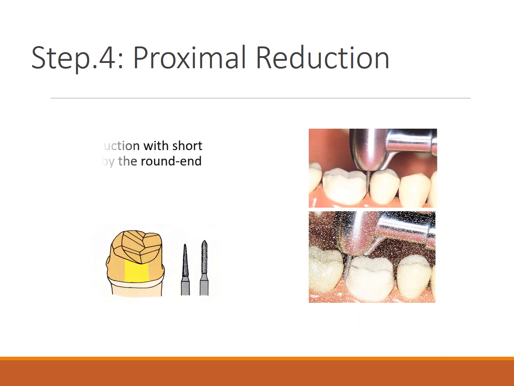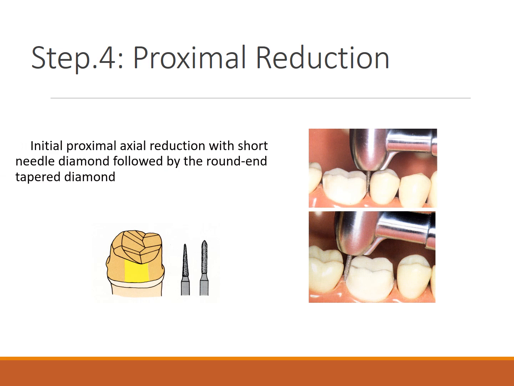Coming to the proximal reduction, guys. Initial proximal axial reduction is done with a short needle diamond burr, followed by a round and tapered one. First you just cut through. You can see this margin, right? Cut through and through with the needle shaper, and just break it with a probe, and then you can go around with a round and tapered burr to make the margin, guys. That's how. So you can see the margin is there.